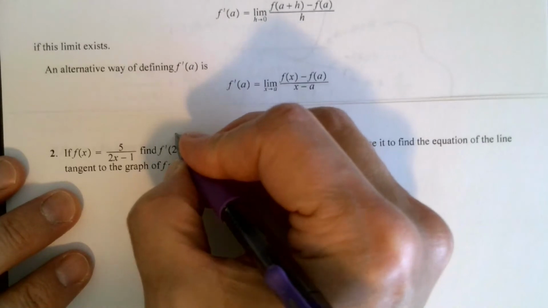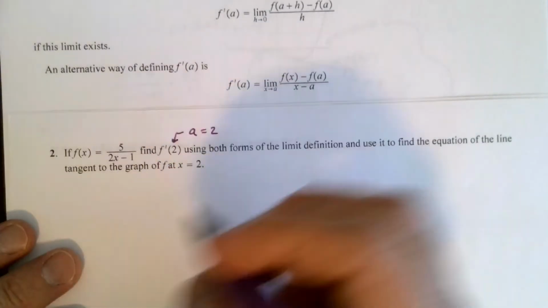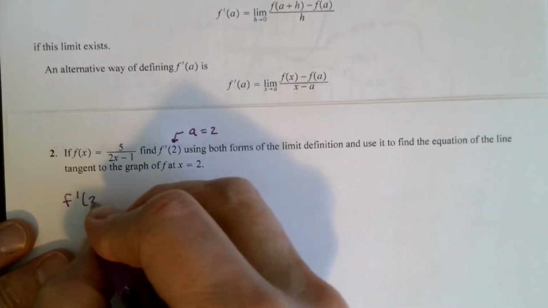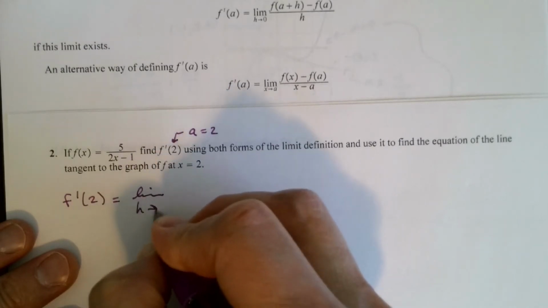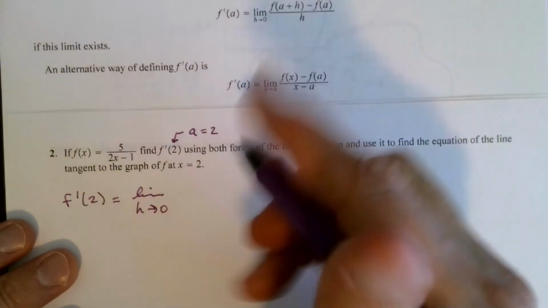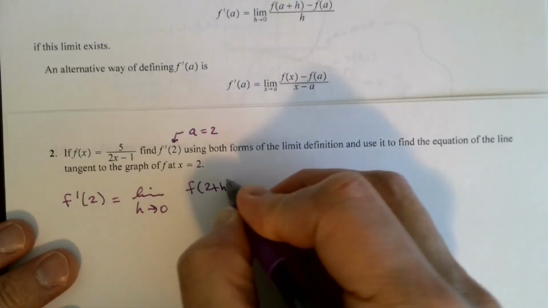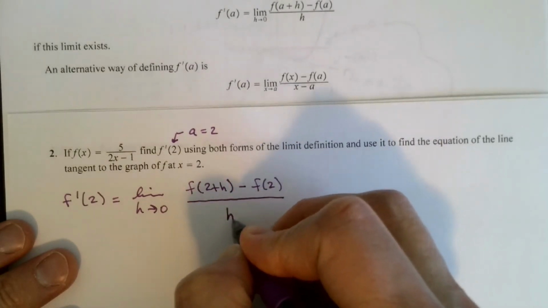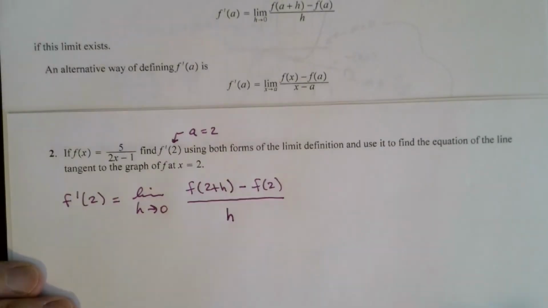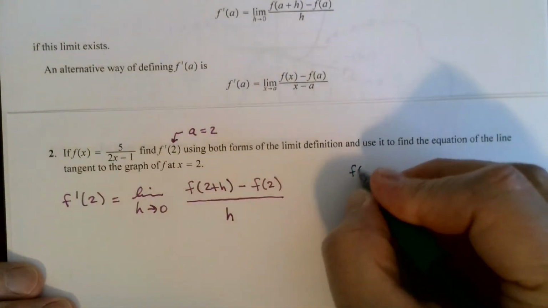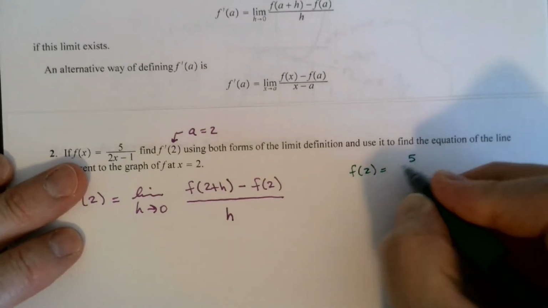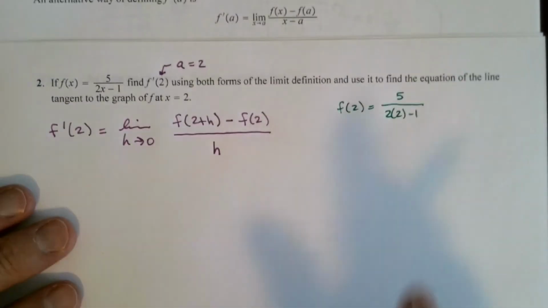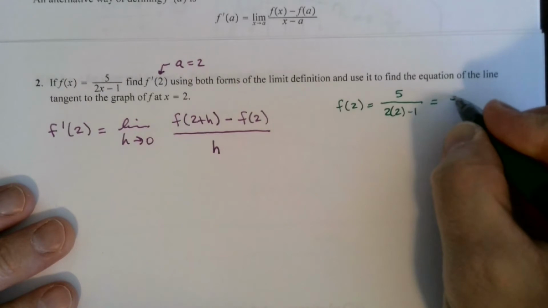So in the formulas, our value of a this time is 2, right? So first of all, with the derivative definition up top, f prime of 2 is the limit as h goes to 0. A is equal to what again? 2, so this is f of 2 plus h minus f of 2 all over h. And let's just find f of 2, shall we? F of 2 is what? 5 divided by 2 times 2 minus 1, replacing x with 2. And 2 times 2 is 4, 4 minus 1 is 3, I get 5/3.